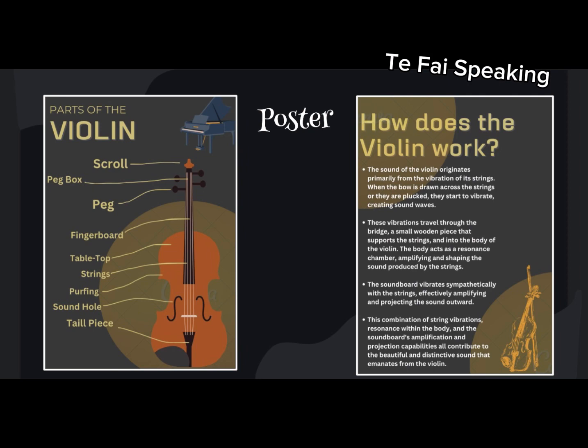The soundboard vibrates sympathetically with the strings, effectively amplifying and projecting the sound outward. The combination of strings, vibrations, resonance with the body, and the soundboard's amplification makes it so that the violin can work together in harmony and produce beautiful sounds.